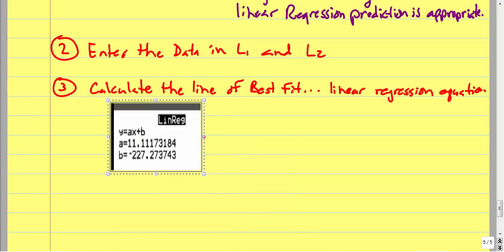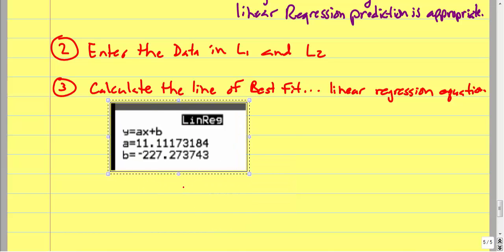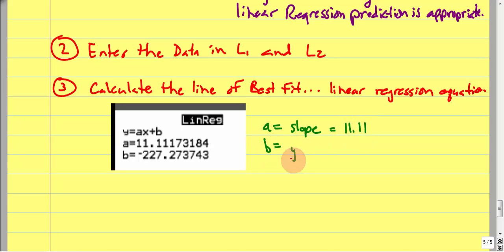Now you have to be careful here. A is my slope. So in this particular case, since A is in front of the x, A is going to be equal to your slope. So in this case, A is slope, and it's equal to 11.11, we'll say. B is your y-intercept, and it's equal to negative 227.27. Now I rounded these to hundredths, to 2 places, but my math lab could ask you to round it to 3 places or thousandths as well.